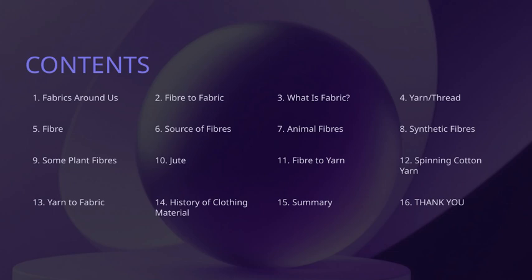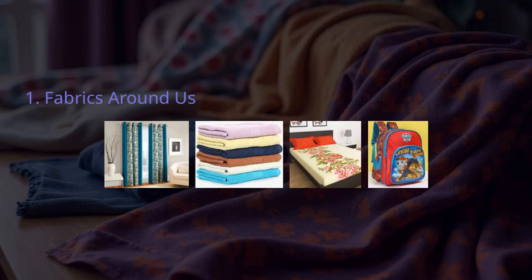Next, we'll cover what fabric actually is, the role of yarn or thread, and the different types of fibers including animal and synthetic fibers. We'll examine how fiber is turned into yarn, specifically through spinning cotton yarn, and follow the journey from fiber to yarn. Finally, we'll wrap up with a summary of what we've learned and conclude with a thank you. This slide gives us the roadmap for today's discussion, connecting all these key points to better understand the fascinating world of fabrics and fibers.